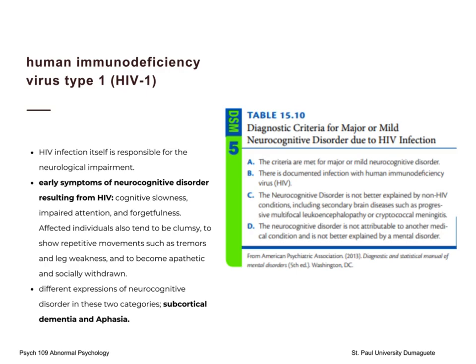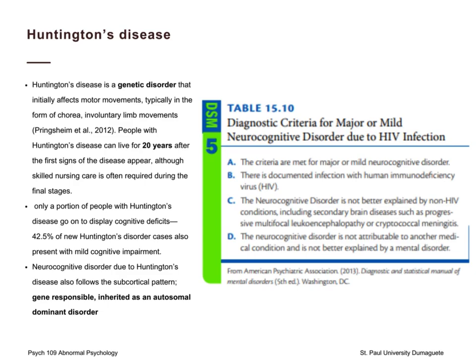In general, motor skills, including speed and coordination, are impaired early among those with subcortical dementia. The differing patterns of impairment can be attributed to the different areas of the brain affected by the disorders causing neurocognitive disorders. Beside that is, of course, the diagnostic criteria for major or mild neurocognitive disorder due to HIV infection.